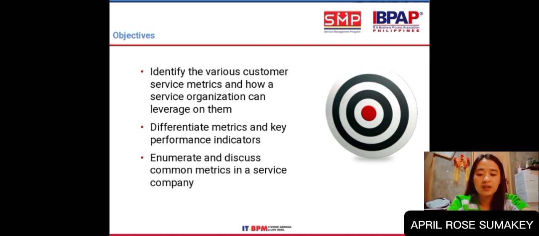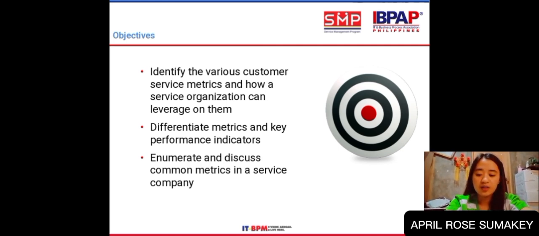Number 3. Customer satisfaction score. A direct measure of customer satisfaction, typically collected via post-interaction surveys. Number 4. Net Promoter Score measures customer loyalty by asking how likely they are to recommend the company. Number 5. Customer Effort Score assesses how easy it was for a customer to get their issue resolved.